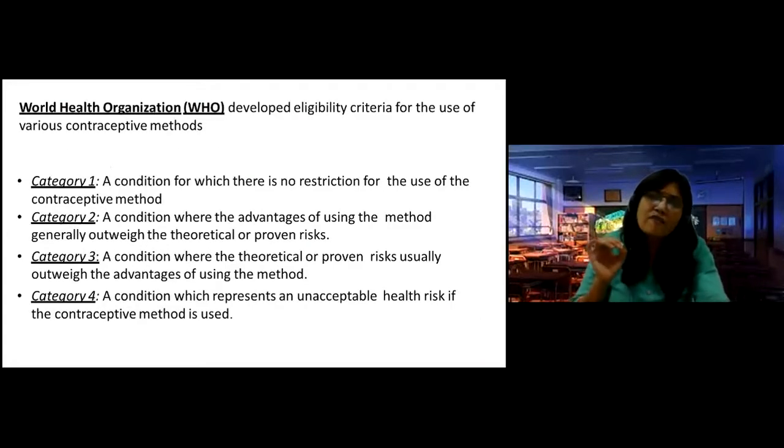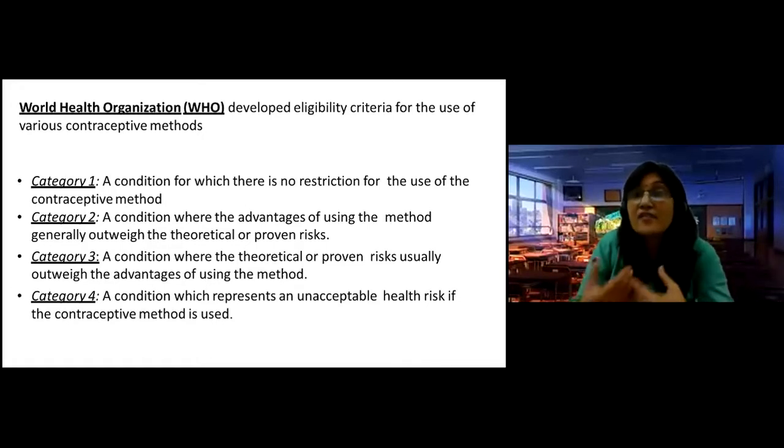Now, when you talk of eligibility, you should always remember that WHO has divided the eligibility criteria into 4 categories. Category 1 says no restriction for use. Category 2 says advantages are more as compared to the risk. Category 3 says that proven risks are there, so you have to be very careful when you're talking of category 3, and category 4 says unacceptable risks. So if somebody puts to you the question about eligibility, you should always talk of the category risks.